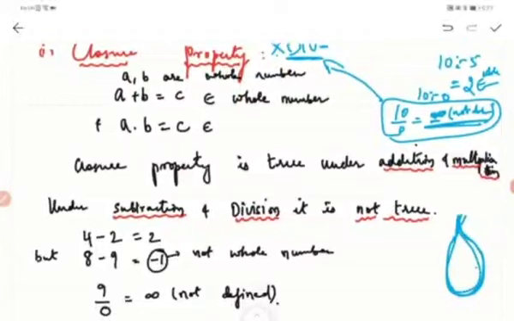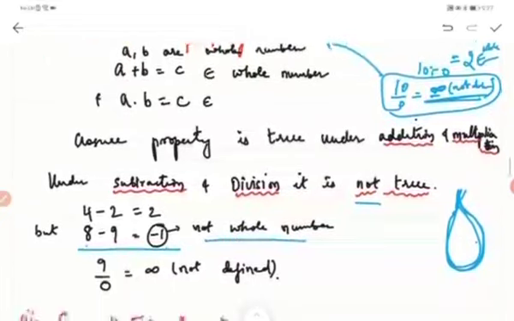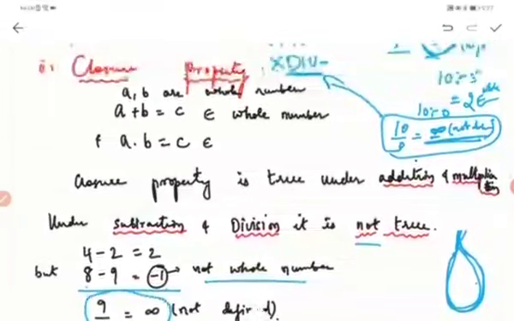Here is an example of subtraction, why it is not true. I have shown one scenario: 8 minus 2, you'll get minus 1, which is not a whole number, right? And 9 divided by 0 will give you infinity, which is not a whole number. This is one scenario with which division does not satisfy the closure property.